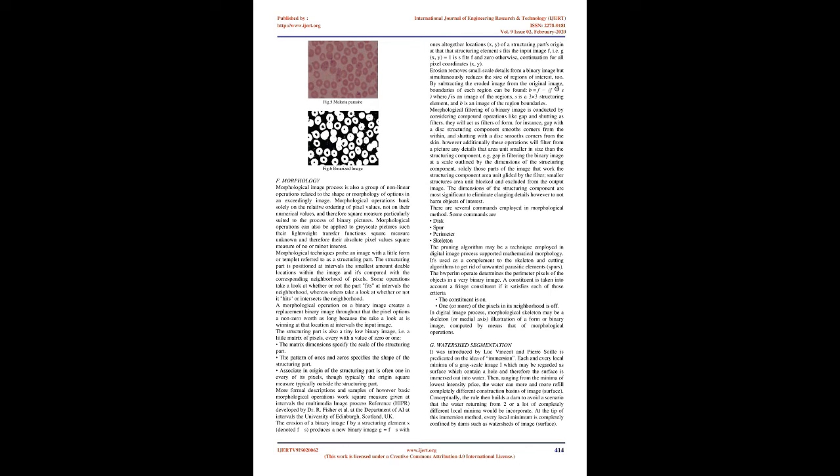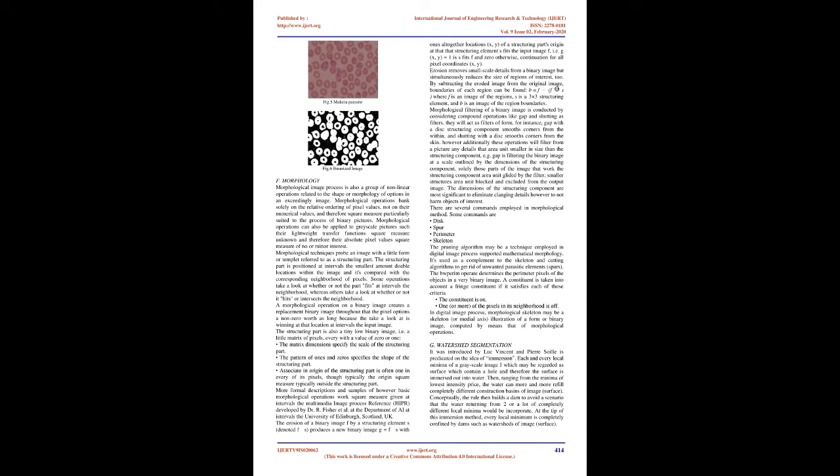G(x,y) equals 1 if S fits F, and 0 otherwise, for all pixel coordinates x, y. Erosion removes small-scale details from a binary image but simultaneously reduces the size of regions of interest, too. By subtracting the eroded image from the original image, boundaries of each region can be found. B equals F minus the erosion of F by S, where F is an image of the regions, S is a 3 times 3 structuring element, and B is an image of the region boundaries.